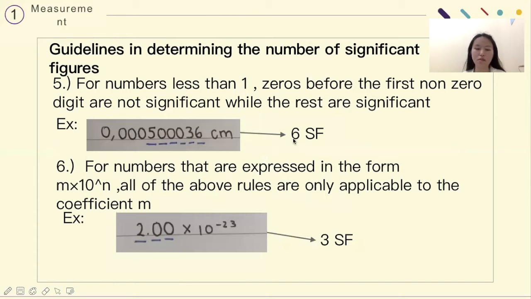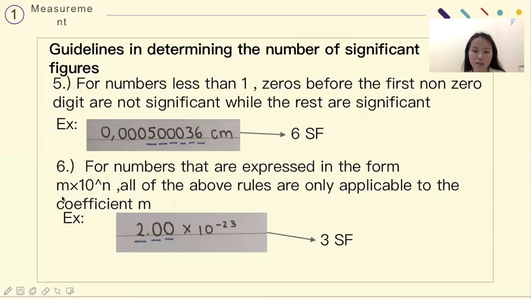Number 5. For numbers less than 1, zeros before the first non-zero digit are not significant while the rest are significant. Example, 0.00050036 centimeter. So starting from number 5 to 6, these are all the significant numbers. So there are a total of 6 significant figures in this example.